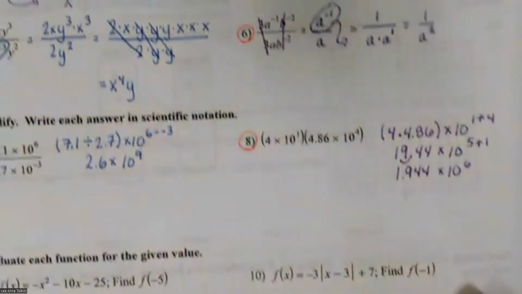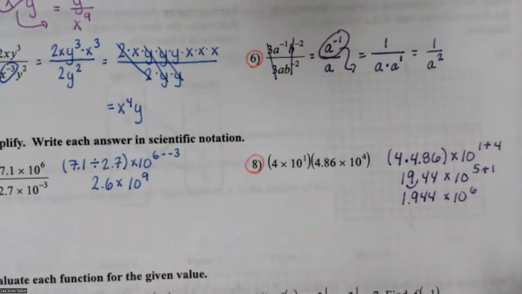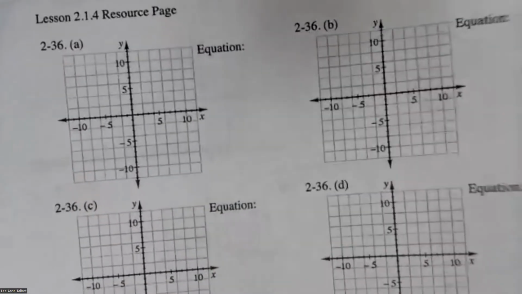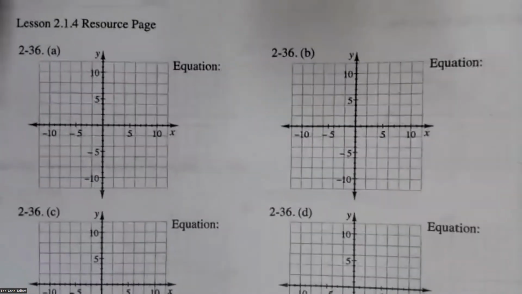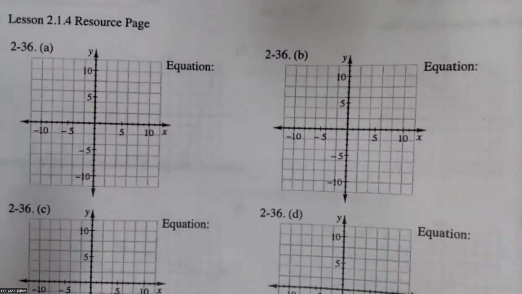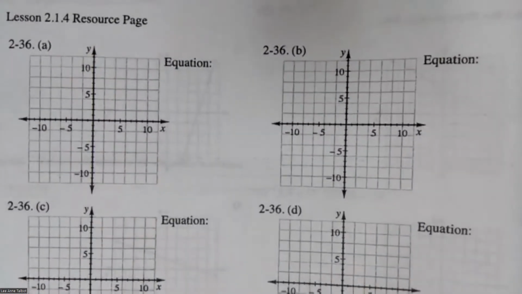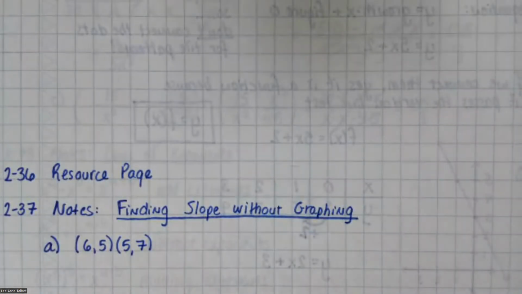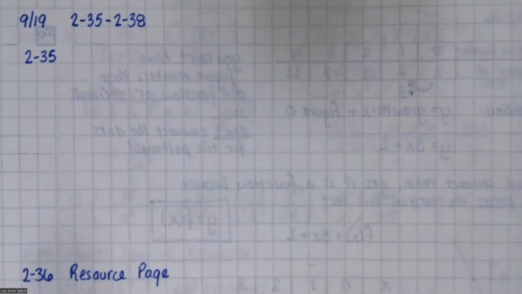Okay, that's it for warm-ups. Don't put your packets away. We're going to use a resource page in the classwork today that is this one with all the number 36s on it. So find this resource page in your packet and then just set your packet aside for a second. And then go ahead and start working on your notebook.